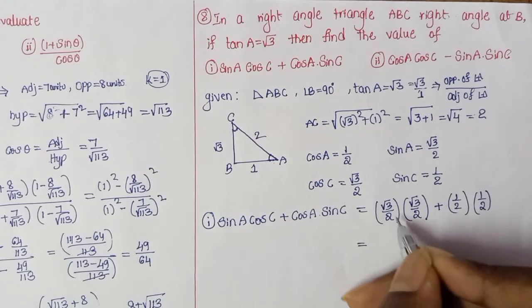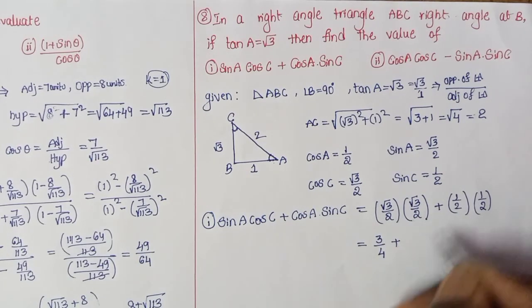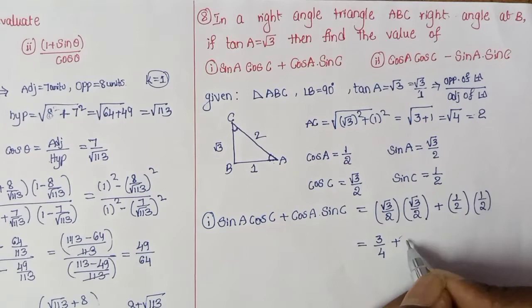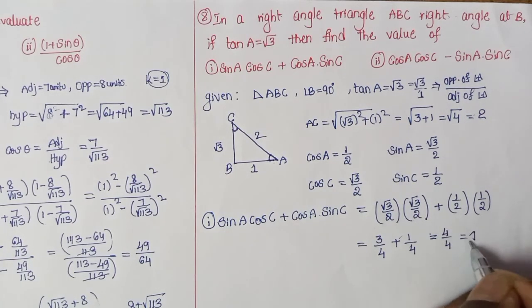So which is equal to what? Root 3 into root 3 is 3, 2 into 2 is 4, plus 1 into 1 is 1, divided by 2 into 2 is 4. So 3 by 4 plus 1 by 4, that is 4 by 4, which is equal to 1. This is the answer of the first one.